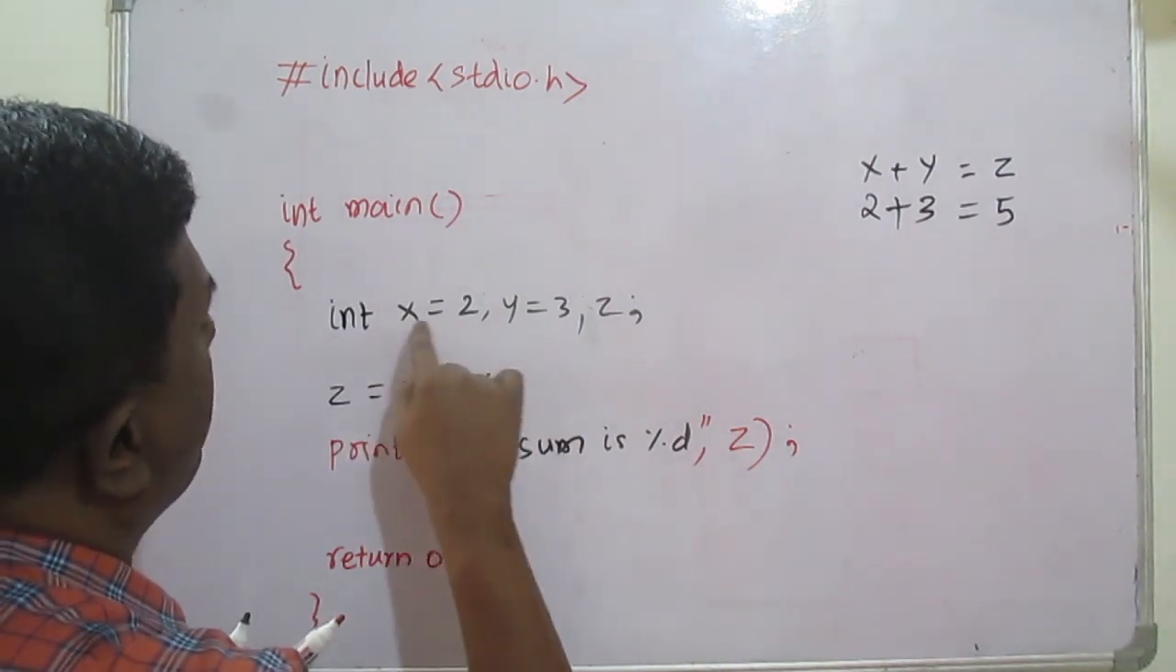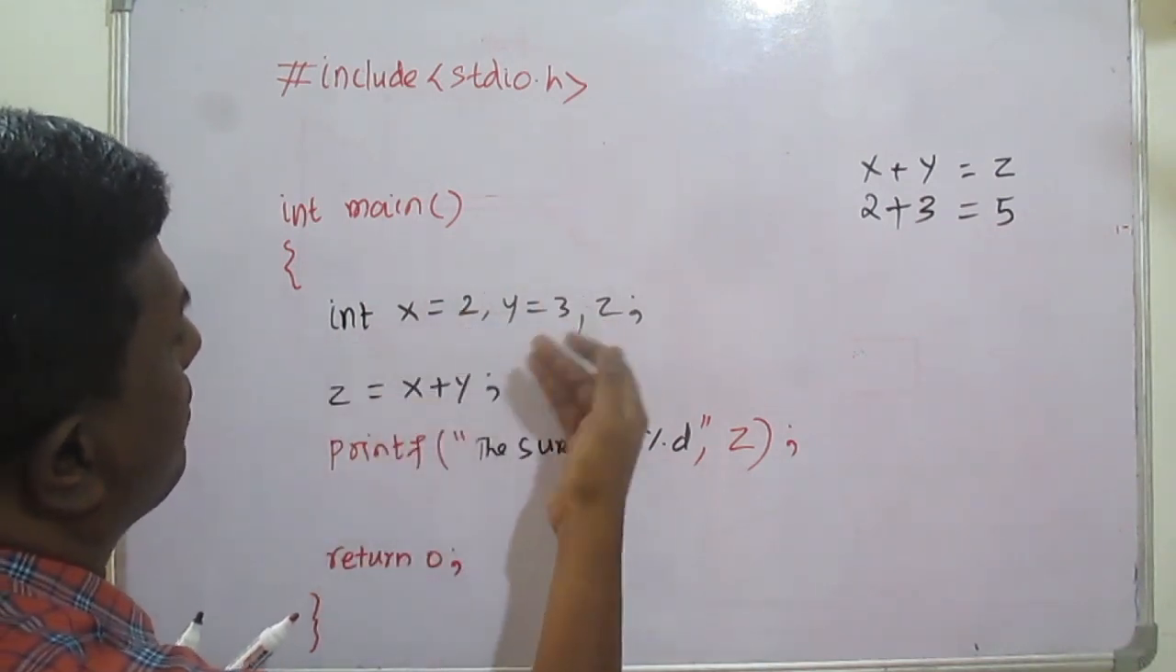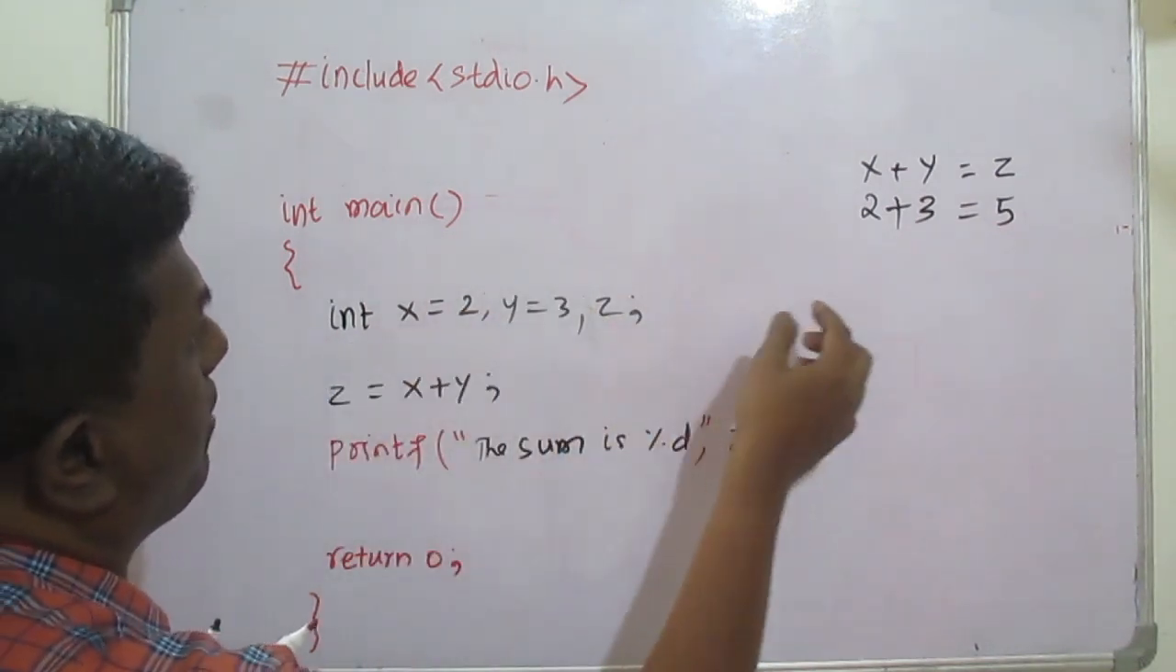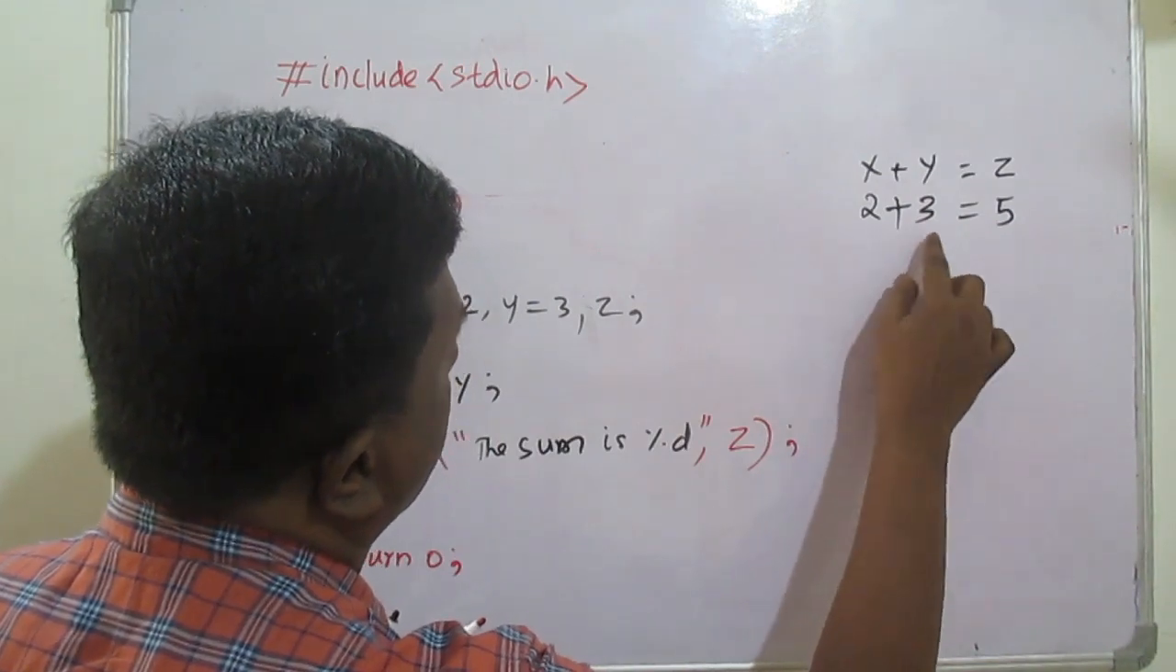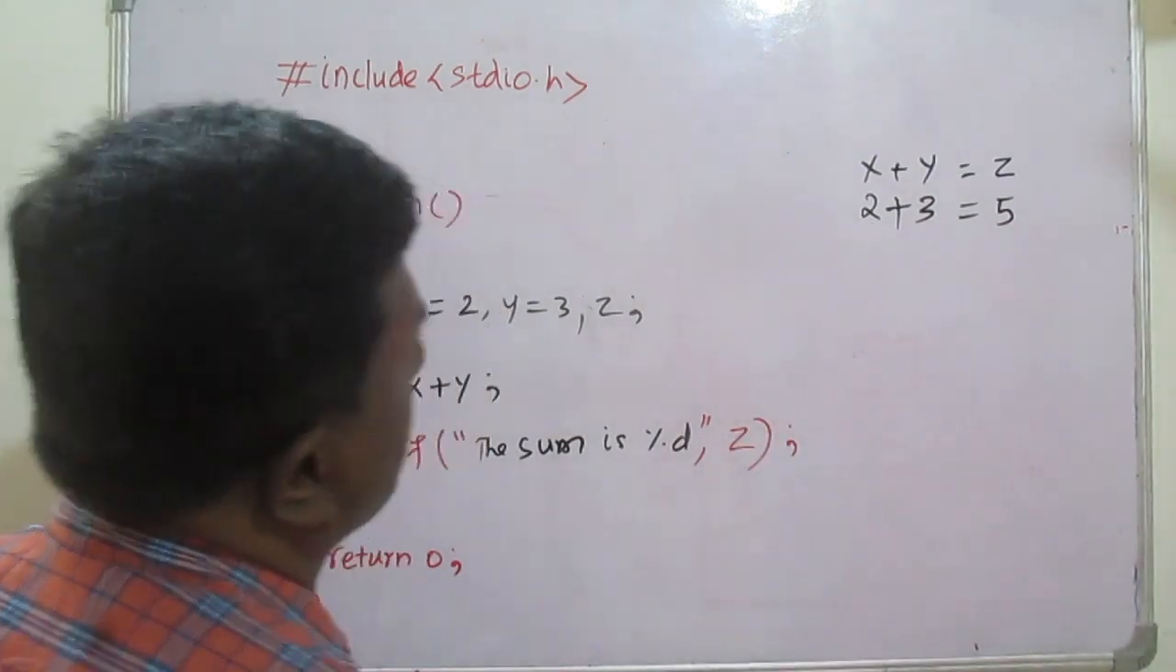X and y are, we say, integer. Integer is the data type. So in this we are using the integer variable. These 2 and 3 are nothing but integers.